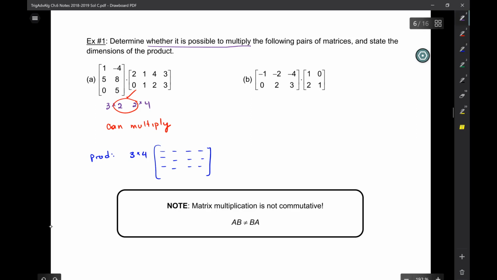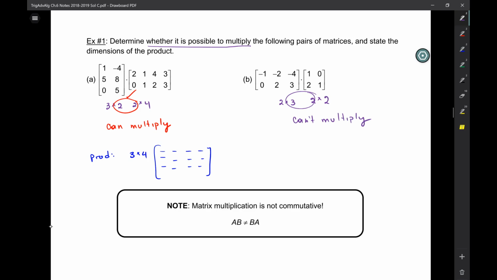Take a look at this next one. What are the dimensions of the first one? 2 by 3. And the second? 2 by 2. You can't do it. These are not the same, so you can't multiply. So it's like no solution? Yeah, you just say not possible.